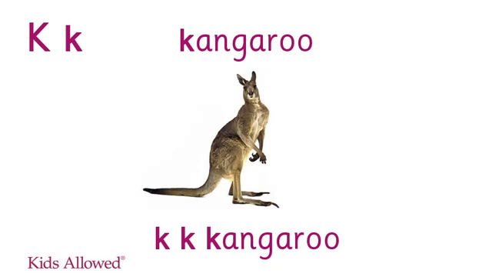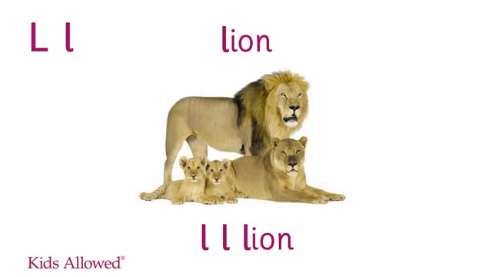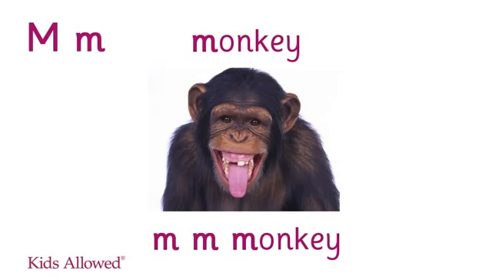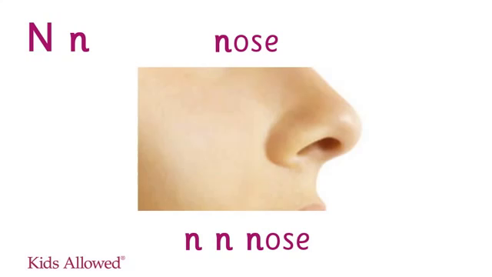K is for kangaroo. Kangaroo. L is for lion. Lion. M is for monkey. Monkey. N is for nose. Nose.